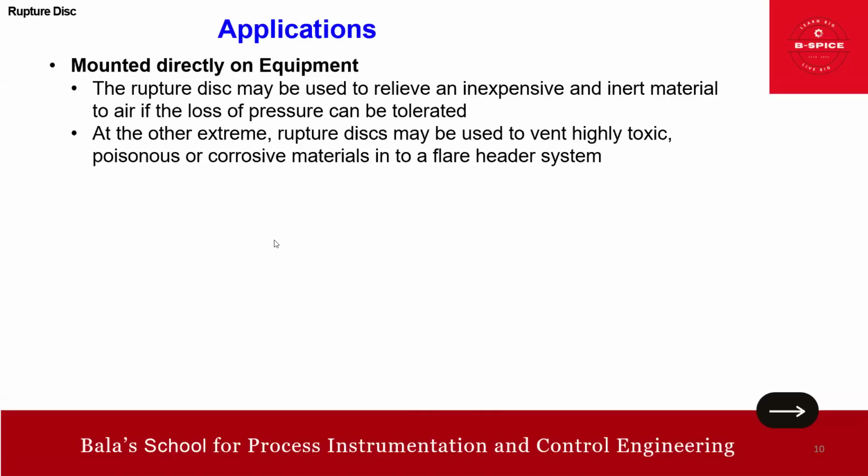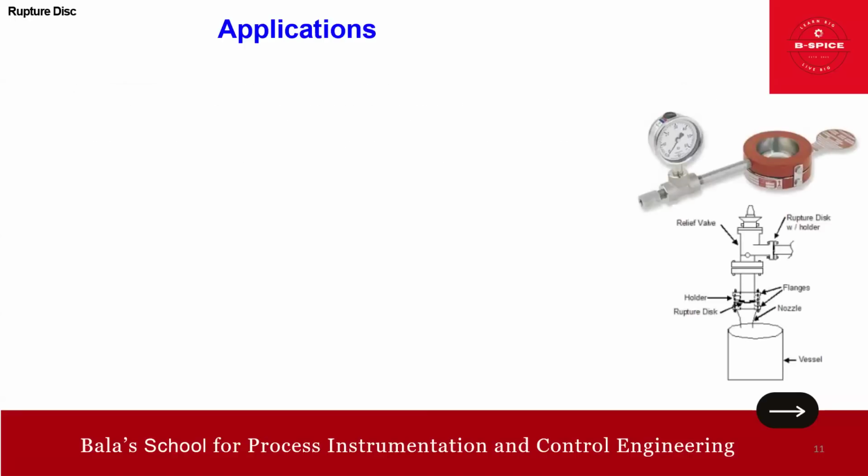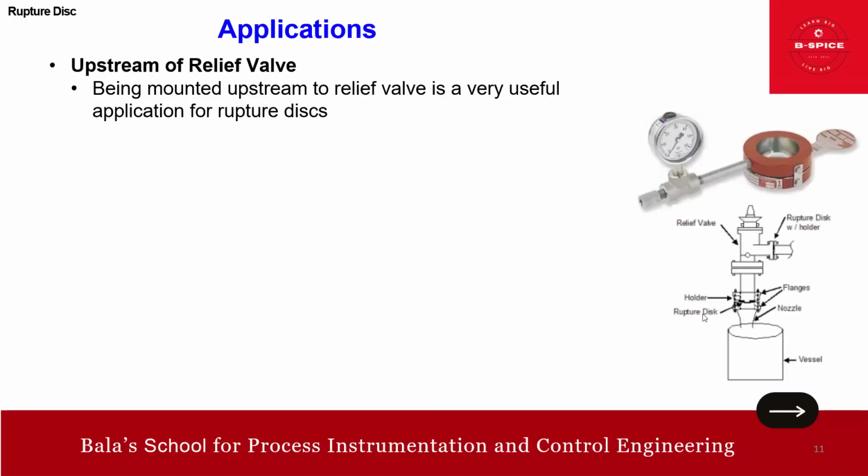Then at the other extreme, a rupture disc may be used to vent highly toxic, poisonous, or corrosive materials to a flare header. It's not directly to the atmosphere, but to the flare header. So at that time we can directly mount this on the equipment. Then we have this option: upstream of the relief valve. This is what I explained, the rupture disc upstream of the relief valve, and the relief valve on the downstream side.